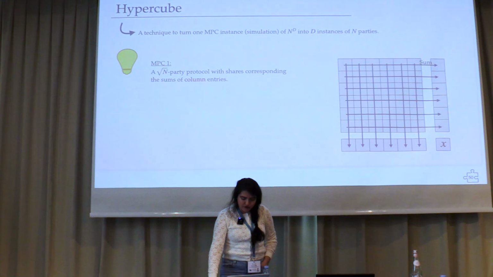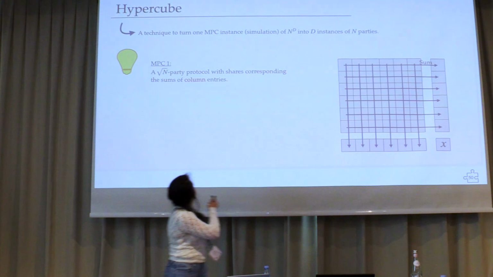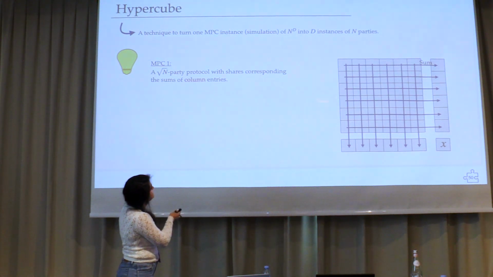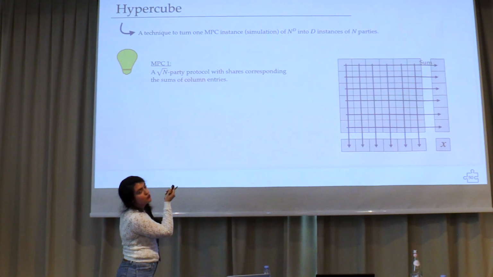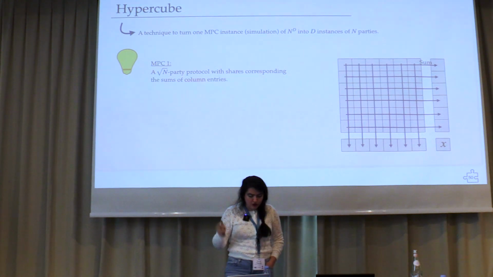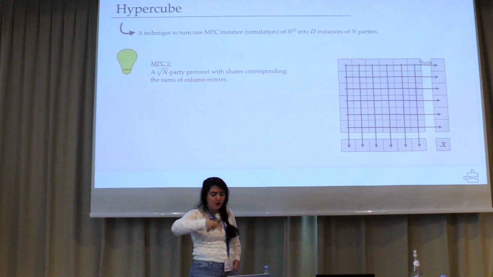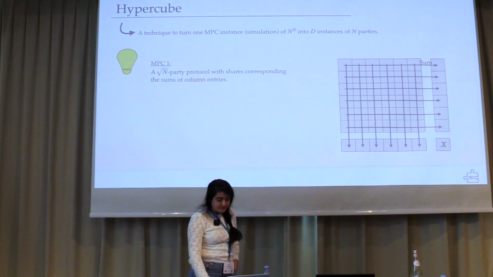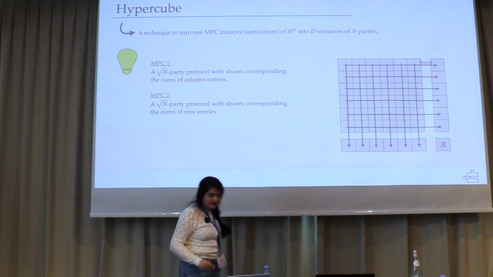What happens here in terms of efficiency? Well, and what do I mean by this thing here? A technique to turn one MPC instance of n to the d, or let's say n squared here, of n squared parties, into d instances, so 2 instances here, of n parties. The first MPC protocol is going to be a square root of n party protocol, as I said, and this corresponds to the sum of the column entries. Okay? And the second one will correspond to here the sum of the row entries.